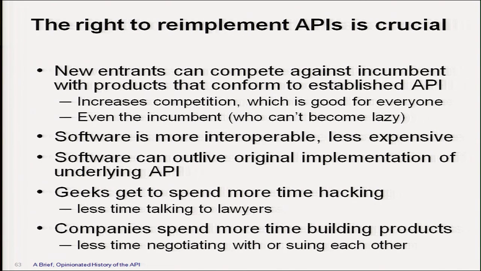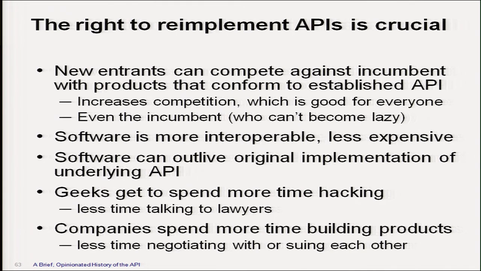The right to reimplement APIs is crucial because new entrants cannot compete against an established player without reimplementing their API. It's the only way to do it. It's even good for the incumbent player, because if the incumbent knows that other people can reimplement their APIs, they won't be lazy. They'll try and improve things. Otherwise, think of the Bell telephone monopoly of the 1960s.